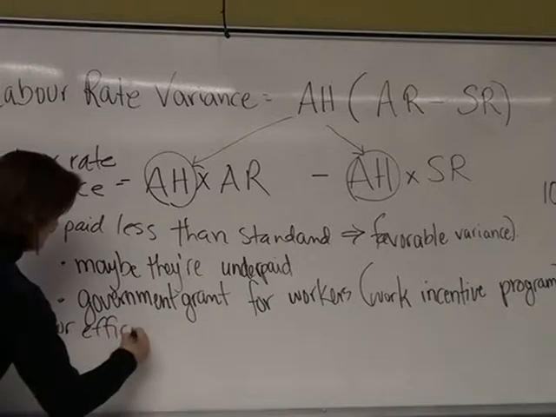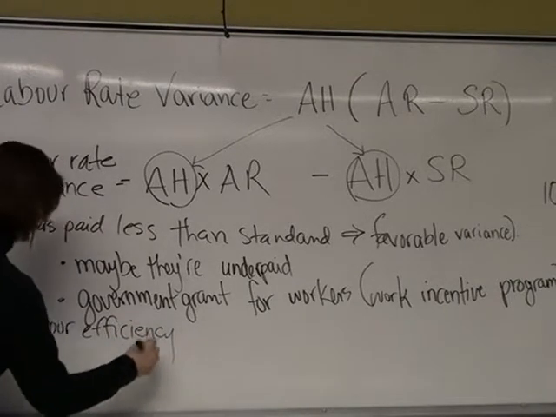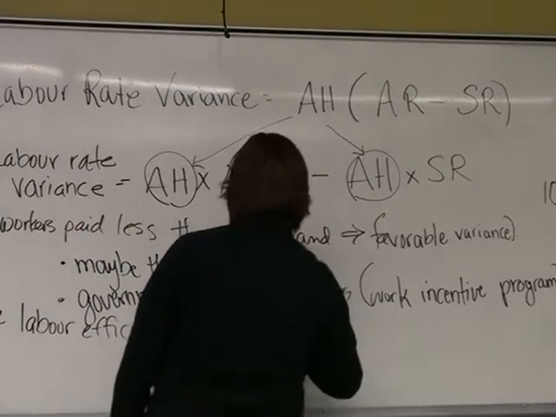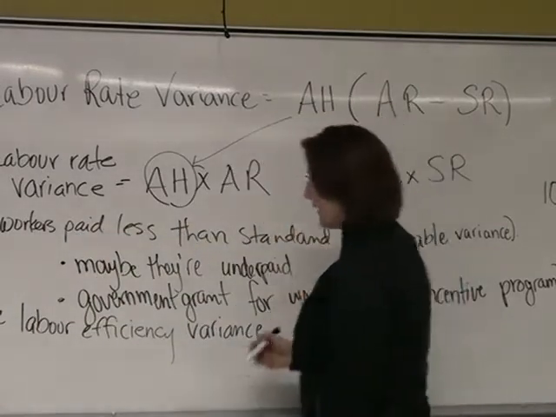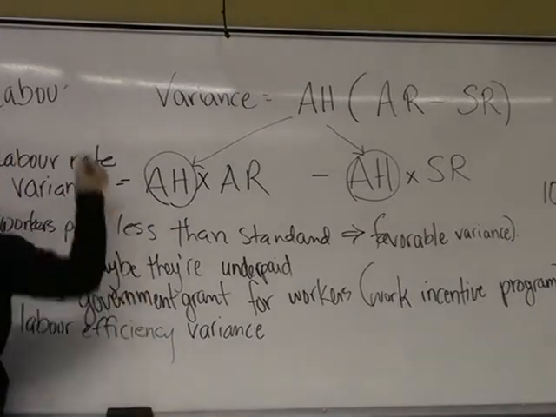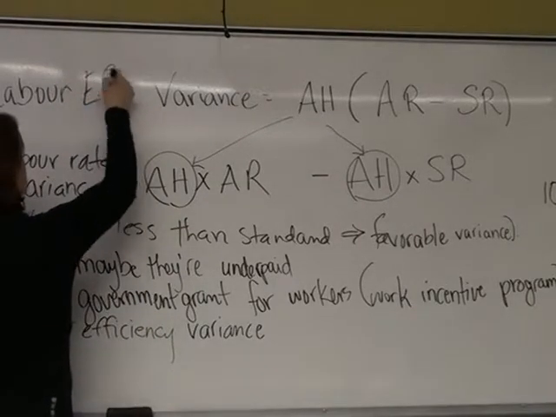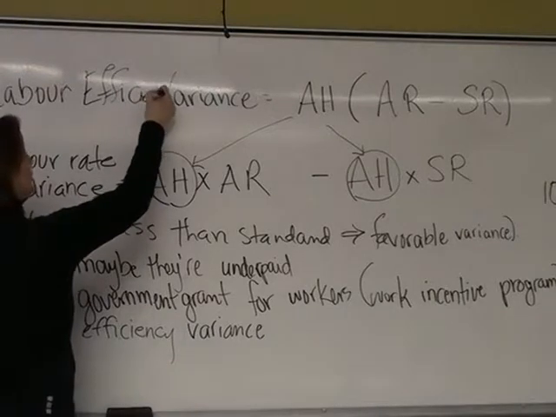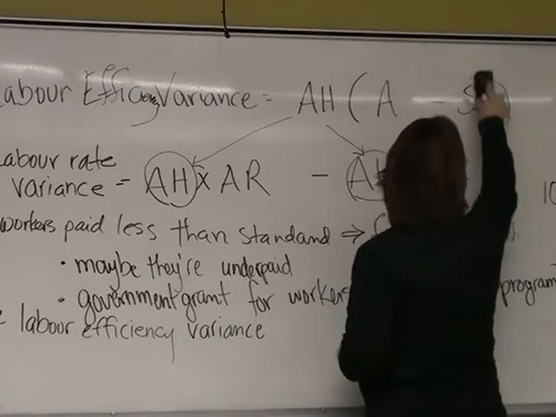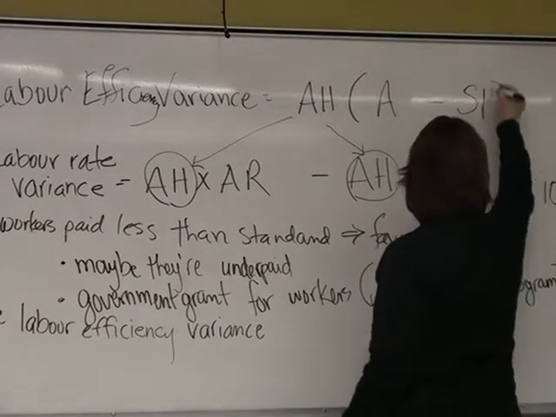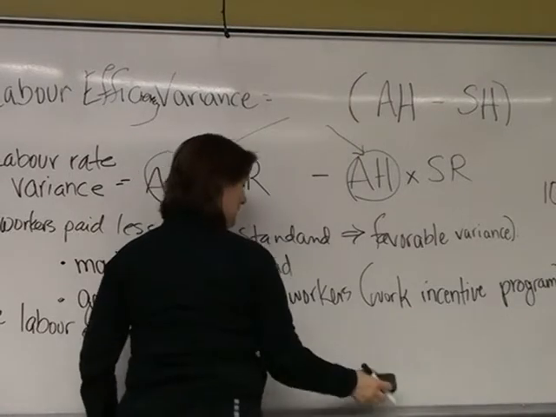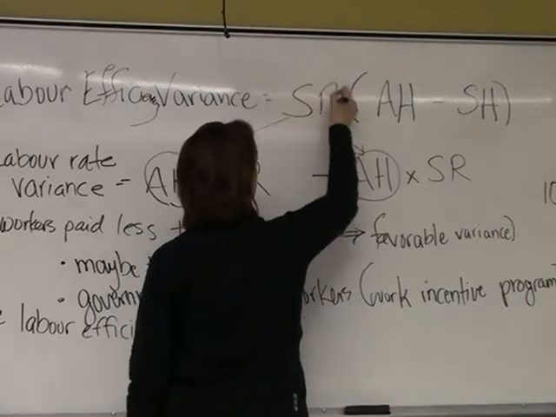So if you have a favorable labor efficiency variance, that means what? In regards to, so the rate variance is that. So the efficiency variance measures what? What does it measure? Efficiency. It measures how much time you use. So it's measuring the hours against the standard rate. Okay?